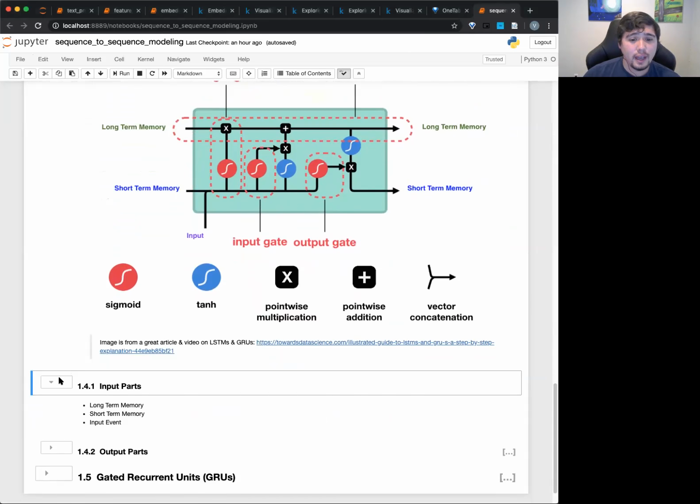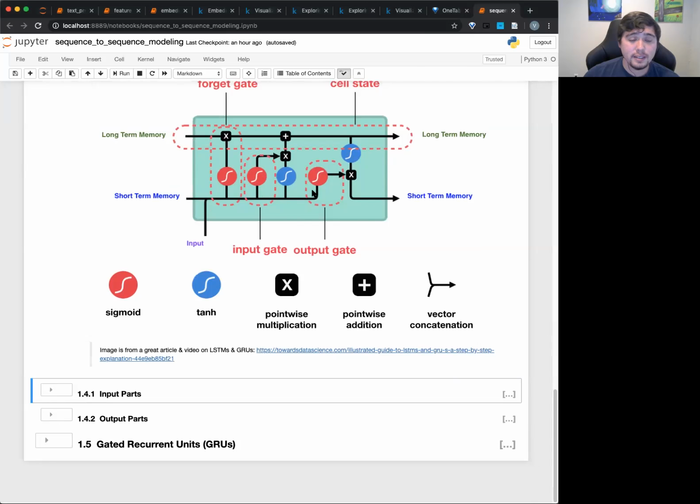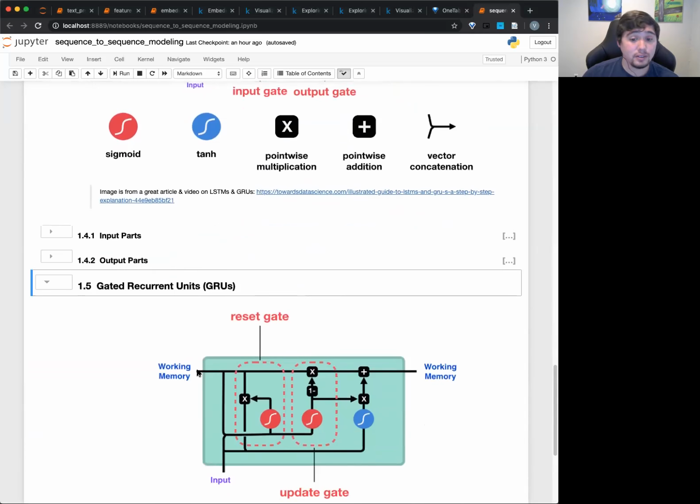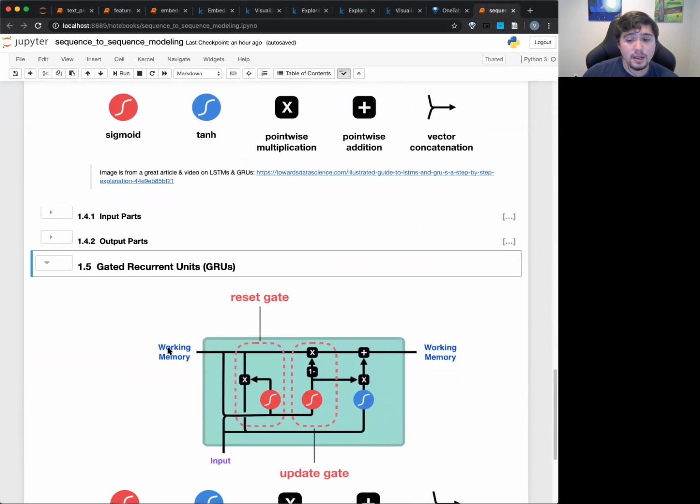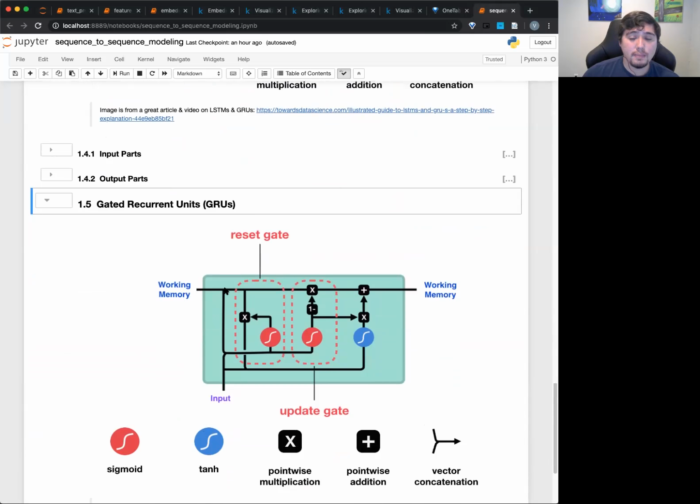And then the last one, GRUs, which are very similar to LSTMs, but there's less in it. We have just working memory. We have the input and working memory, and it interacts with this input, and then it has new working memory. If you look at this, it doesn't look very different from a recurrent neural network because you have a hidden state.